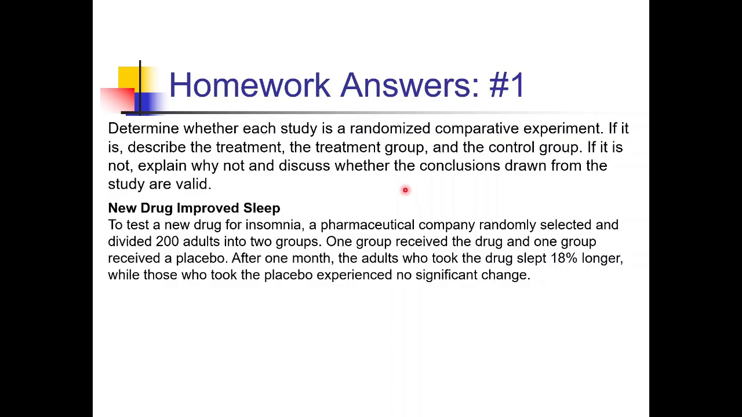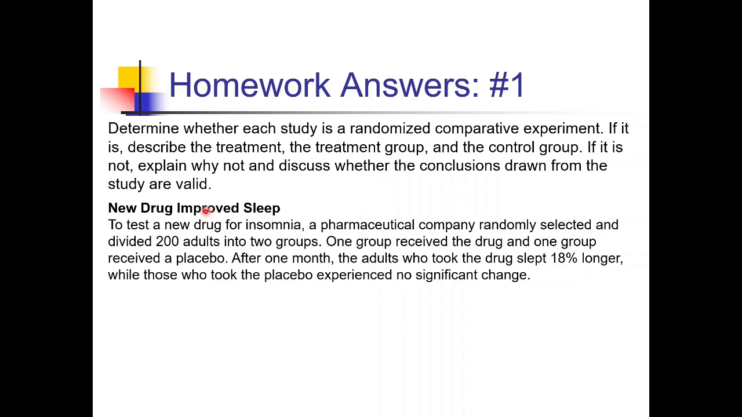For these first couple of problems, we're given an experiment, and we're asked to determine whether it's a randomized comparative experiment. If it is, we want to describe the treatment group and control group, and if not, explain why not, and discuss whether the conclusions would be valid.